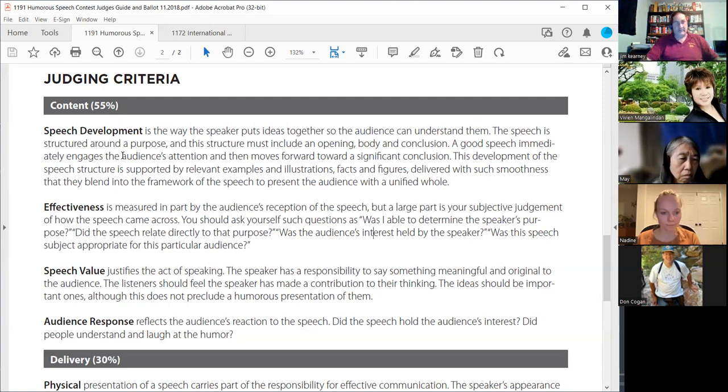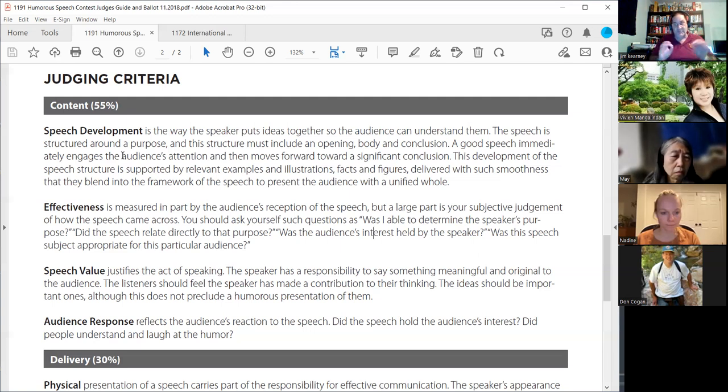So let's go with speech development, right? We all know what speech development is, the way that a speaker puts their ideas together. What the judge is going to be looking for is a structure around the purpose of how you're building your speech. So all your transitions need to be good. They all need to flow in a logical manner. You don't want to start off with point A and then go to point Z and then point W and then point B. Right? You want to go A, B, C, D. You want them in a logical, concise order, because that way the audience and the judges will follow exactly what you're trying to do, and it'll go directly to what you're trying to get across.